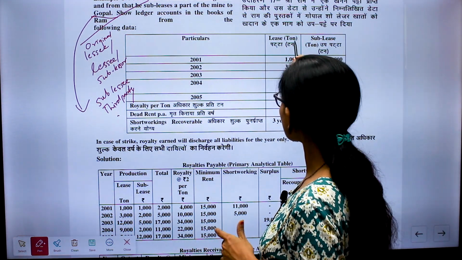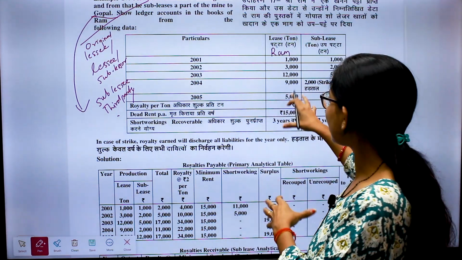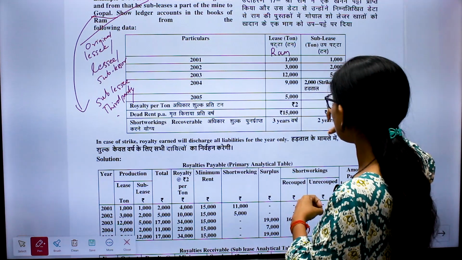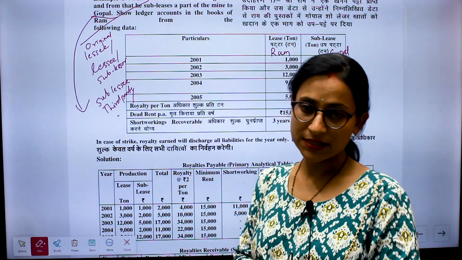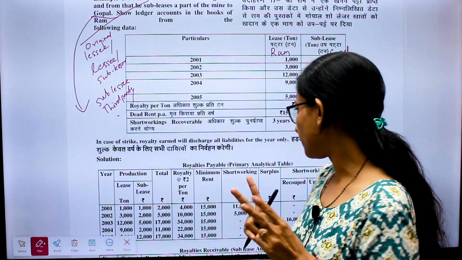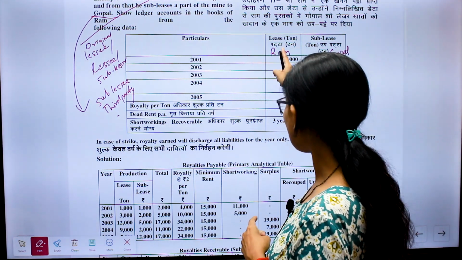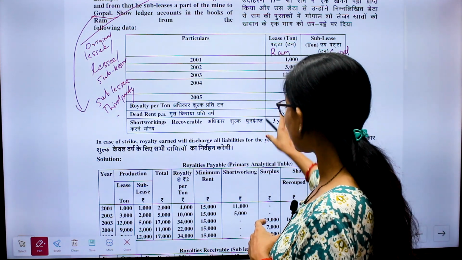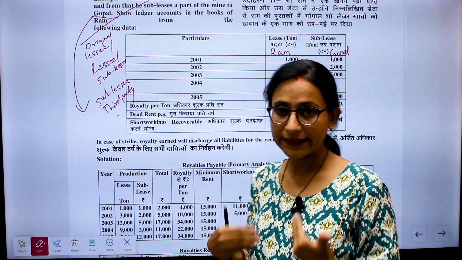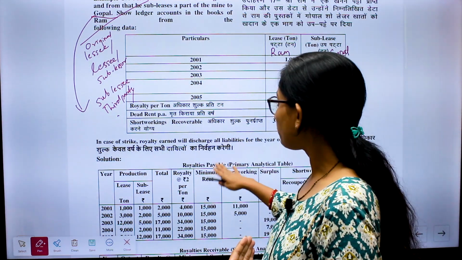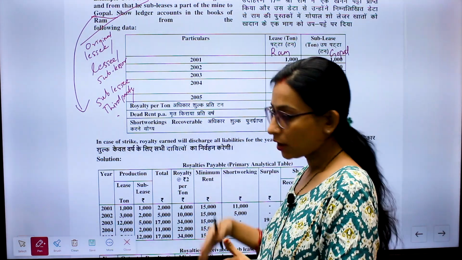This lease ton is of the original lessee, meaning Ram. These units are produced by Ram, and the sublease ton is produced by Gopal. So in the case of a sublessee, we have to prepare 2 analytical tables. One is the primary analytical table, which is of Ram's data. With the help of Ram's data, we will prepare the primary analytical table. We also call this the royalty payable. Why royalty payable? Because with the help of this table, we will pay the landlord.